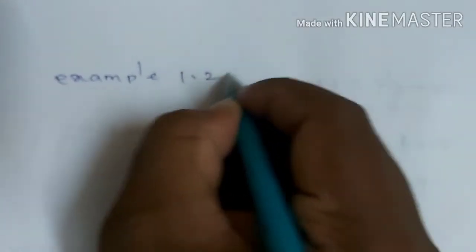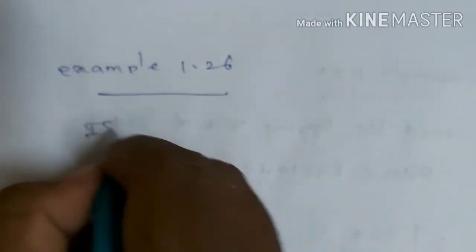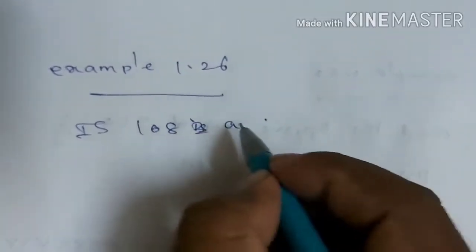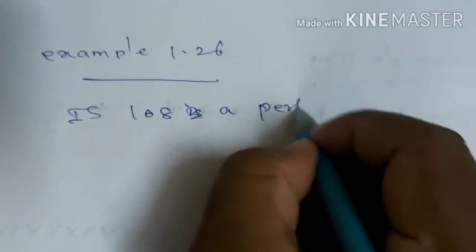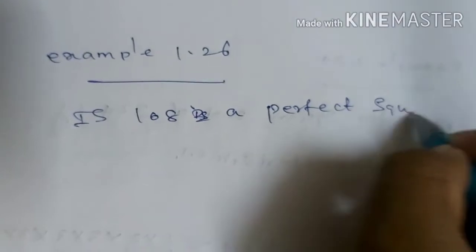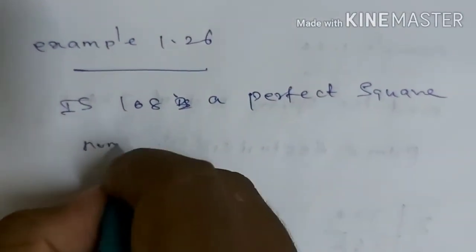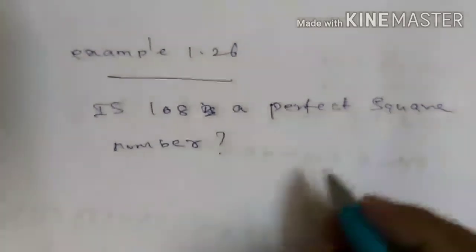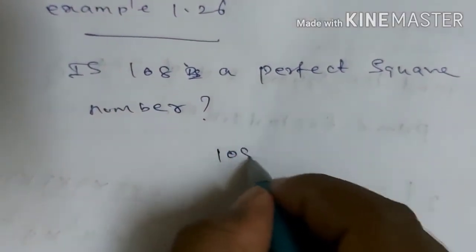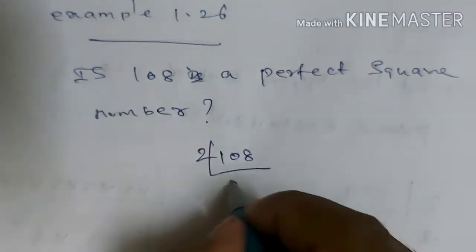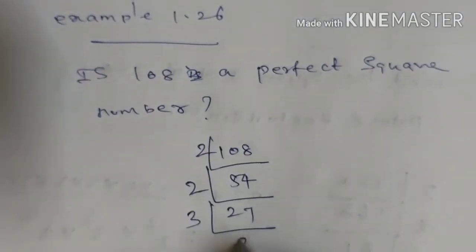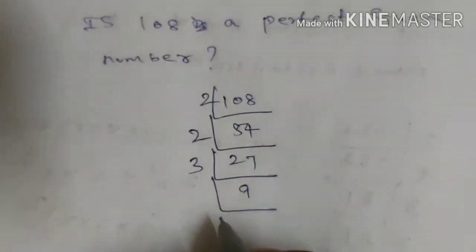Next sum, example 1.26: is 108 a perfect square? In the same manner, we take the LCM values. Is 108 a perfect square number? So use the prime factorization method for 108. In the same manner we divide: 2 times 2 coming, 3 times 3 coming.